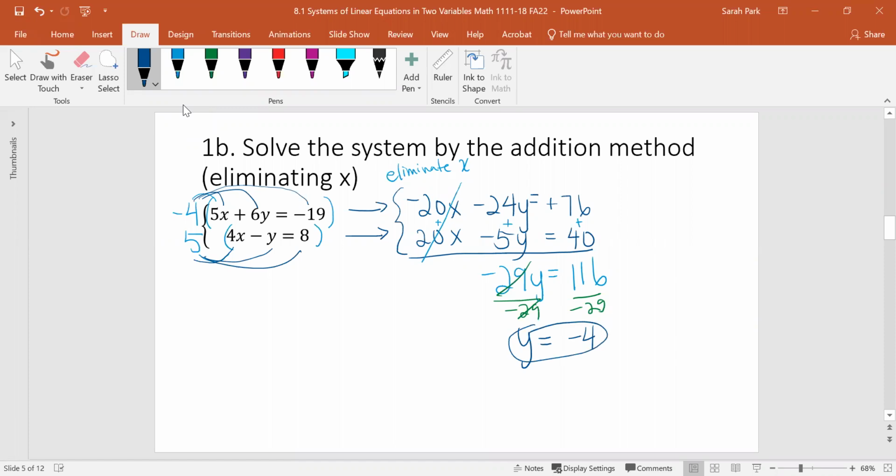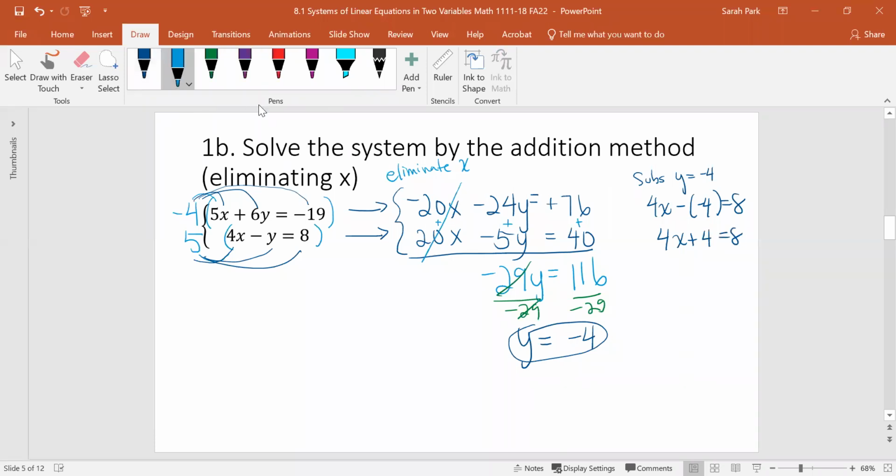And now we can go back and substitute y back in either one. This time I'll just substitute back into the second equation. 4x minus y, where y is negative 4, is equal to 8. We have 4x plus 4 is equal to 8.